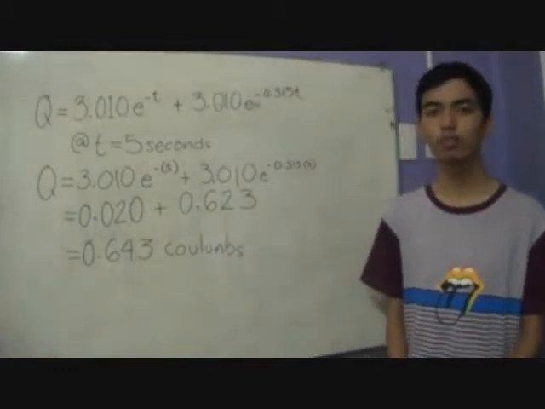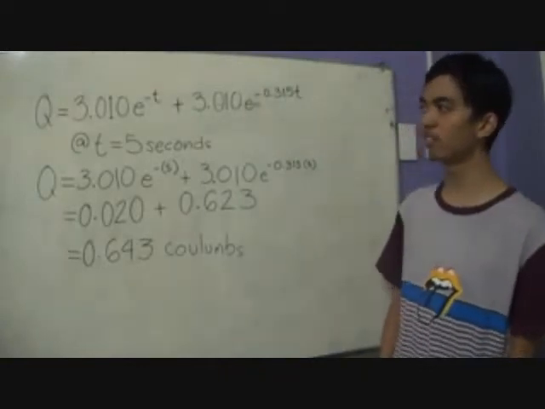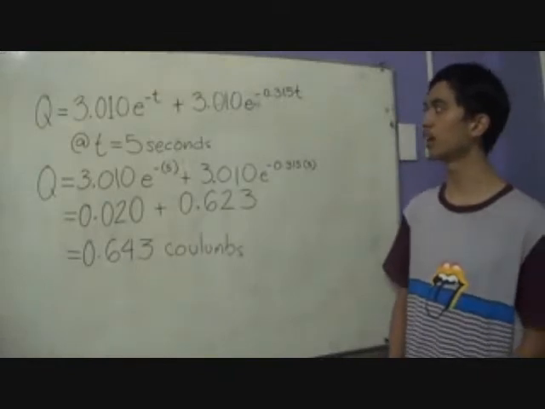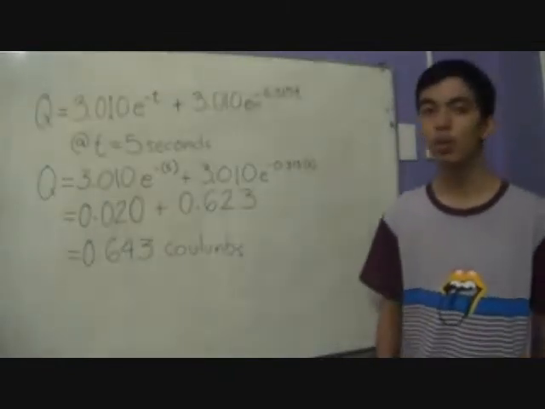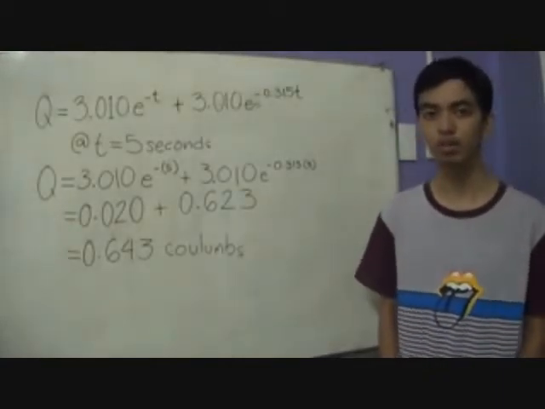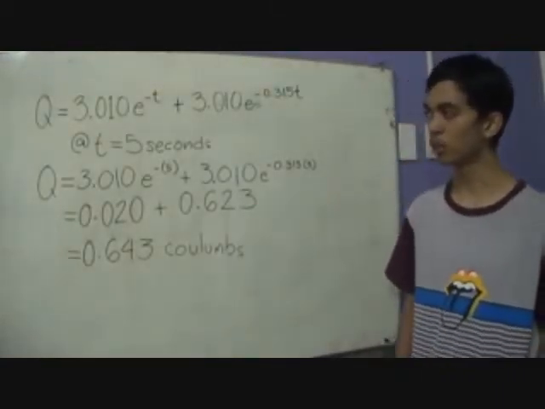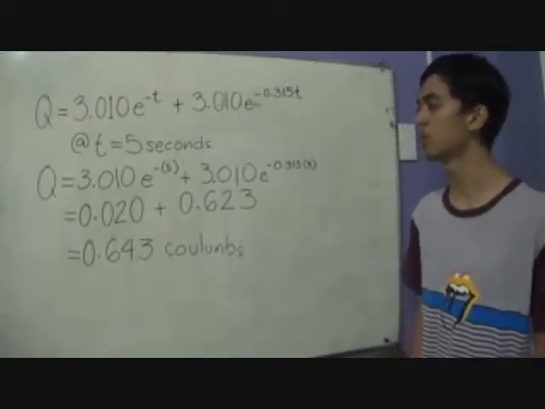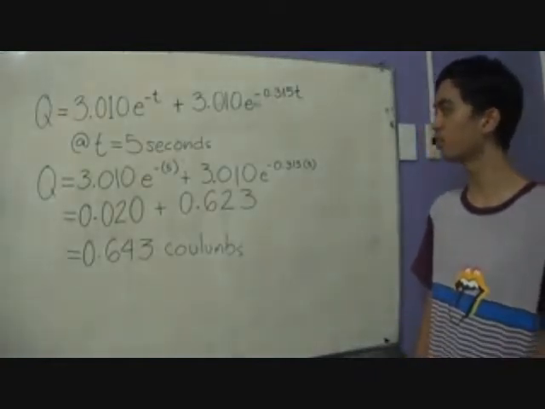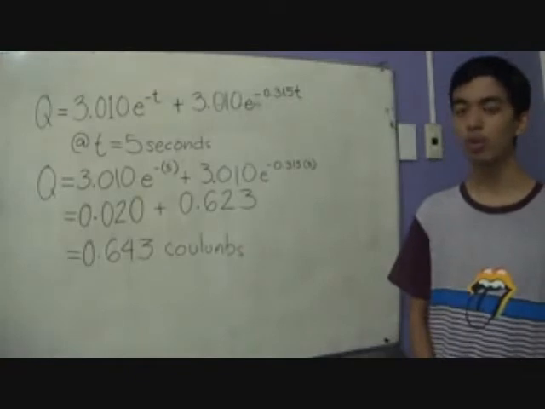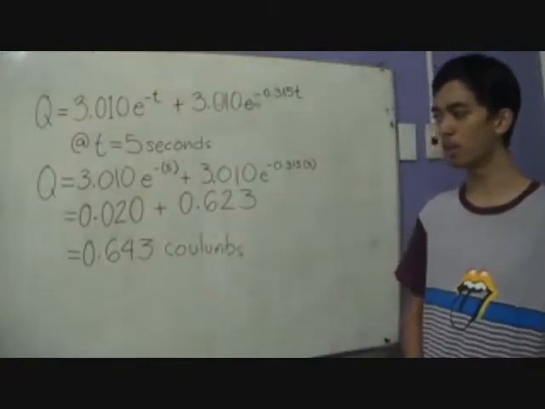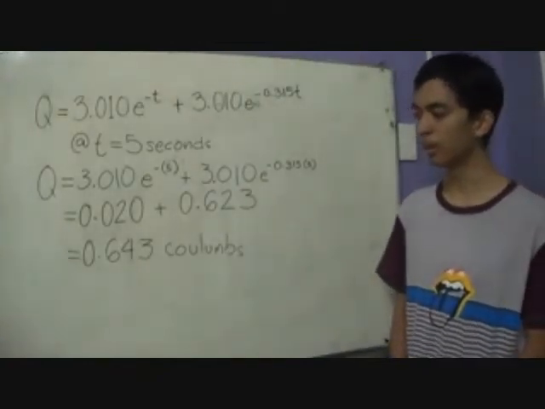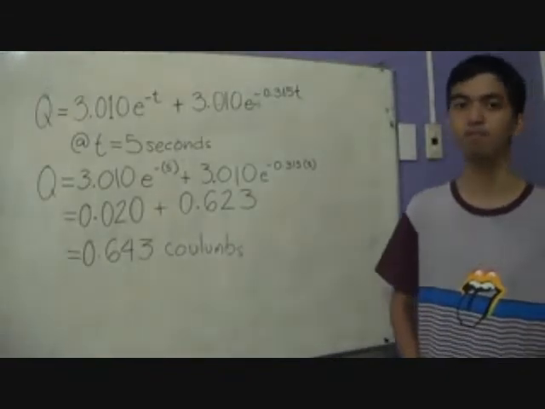The function q with respect to time is now equal to 3.010 e raised to negative t plus 3.010 e raised to negative 0.315 t. We now evaluate this function at t is equal to 5 seconds. We substitute t with 5 and we get 3.010 e raised to negative 5 plus 3.010 e raised to negative 0.315 times 5. We further solve this equation and we get 0.020 plus 0.623. Our final answer will now then be 0.643 coulombs.